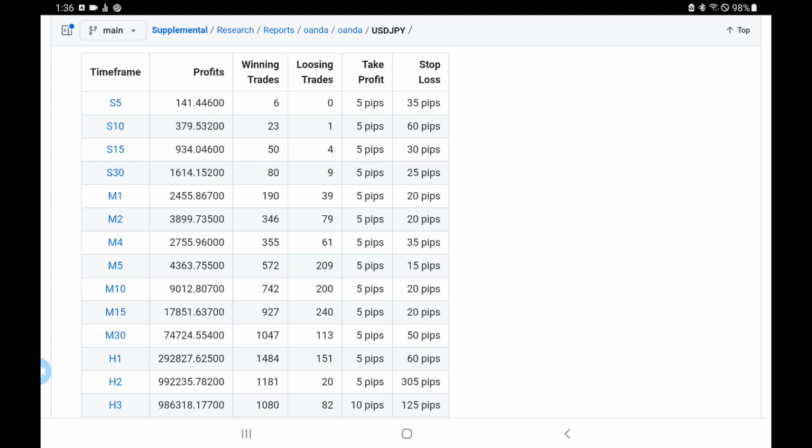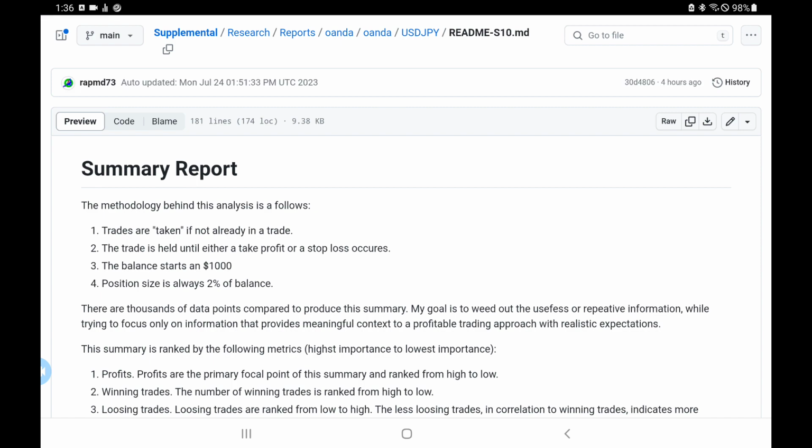Now, the program that I wrote works roughly around 10 seconds, so I'll use the S10 time frame as a reference point for this next discussion. So here we are, the summary report for the 10-second time frame. Now, all trades start with a $1,000 balance, and I use only 2% of that balance for my position sizes. That's critical to remember.